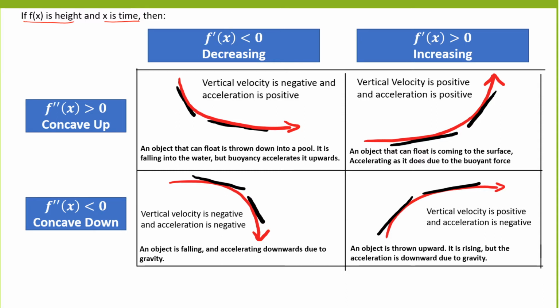If that velocity is negative, then the object is falling. If that velocity is positive, the object is rising. The second derivative would be acceleration. So my concavity in this case represents acceleration. My slope represents velocity. And my original function represents height, which is vertical displacement.